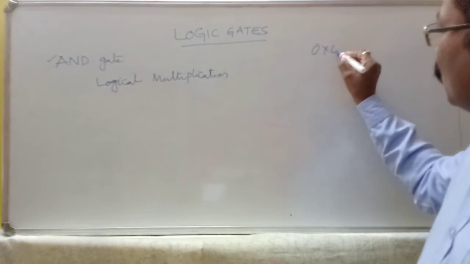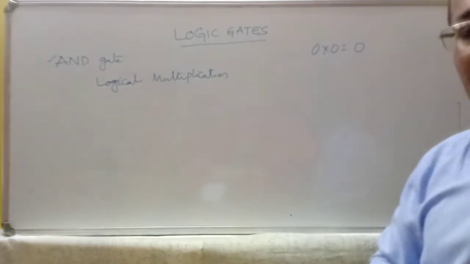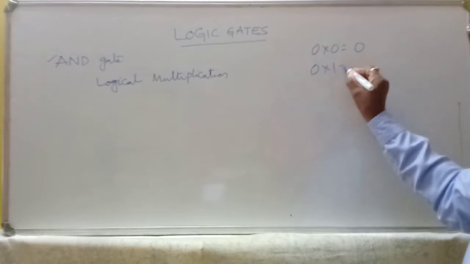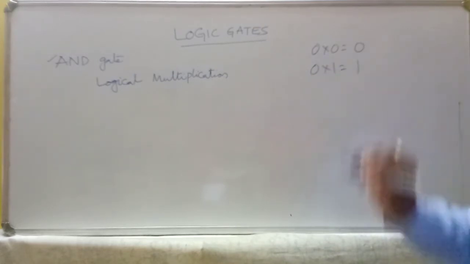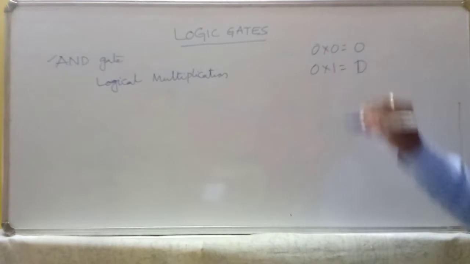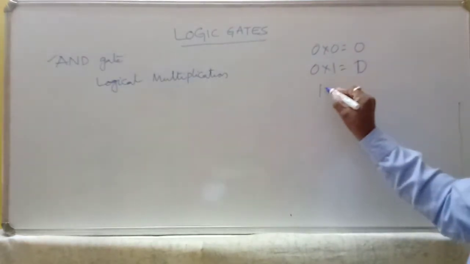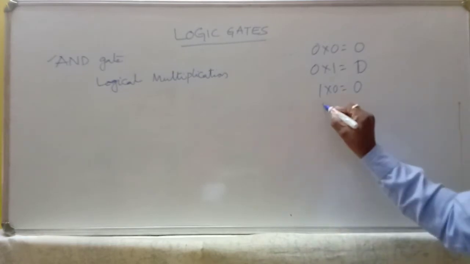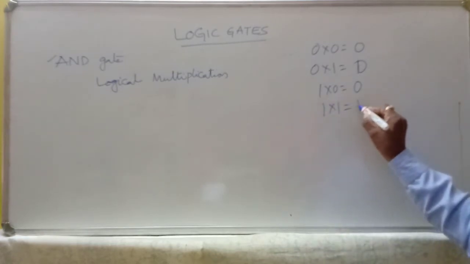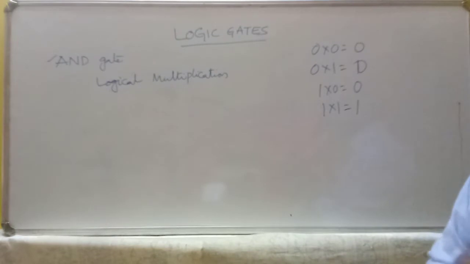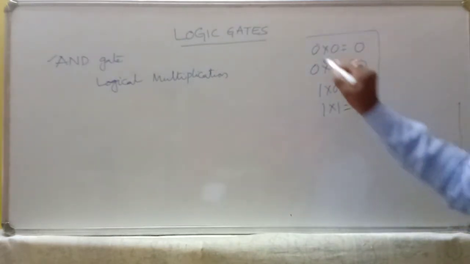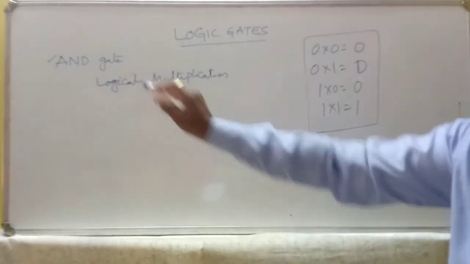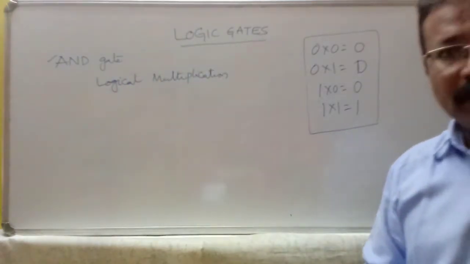0 into 0 is equal to 0. 0 into 1 is equal to 0. 1 into 0 is equal to 0. 1 into 1 is equal to 1. They are the multiplication rules used. Now we are coming to discuss this AND gate.